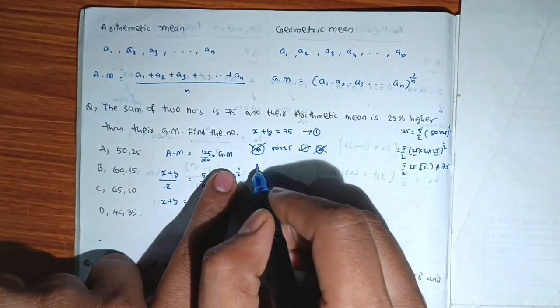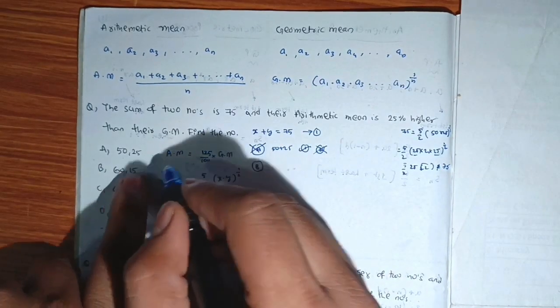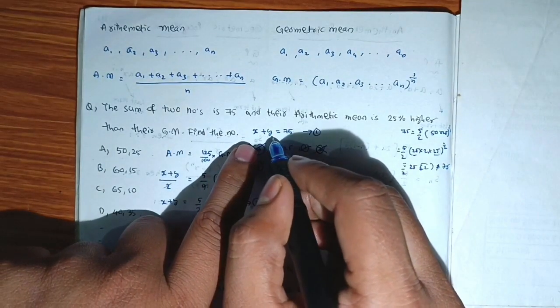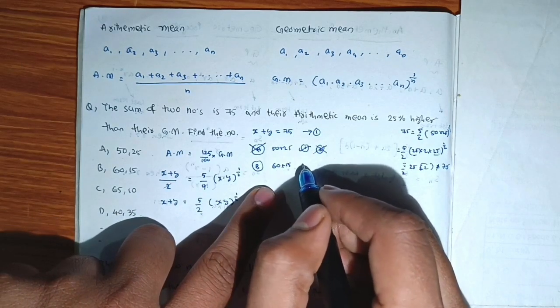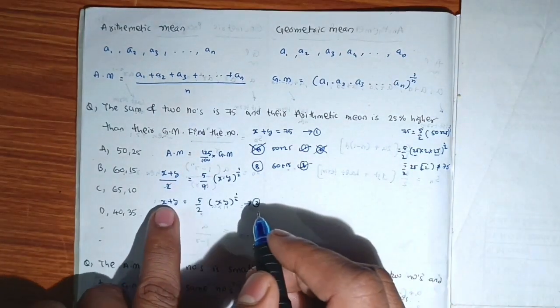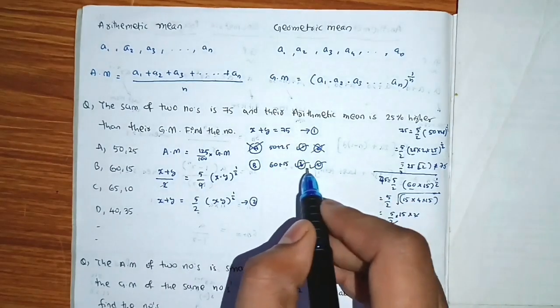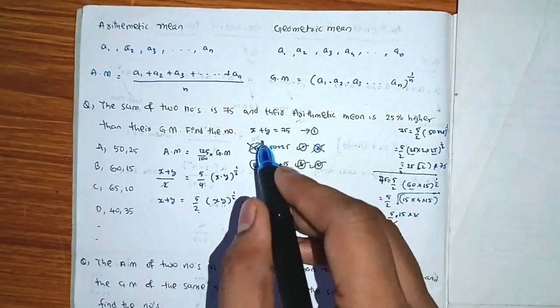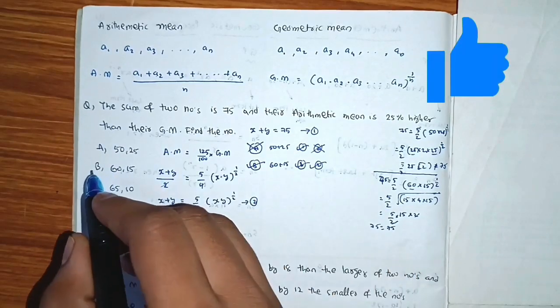Now let us check option B. Here he gave 60 and 15. 60 plus 15 is 75, so condition 1 is passed. Let us check the second condition. In the second condition also it works. Now both conditions 1 and 2 are satisfied, so the option will be B.